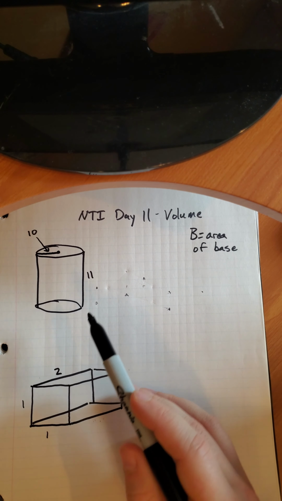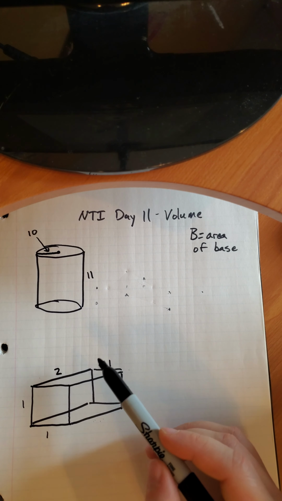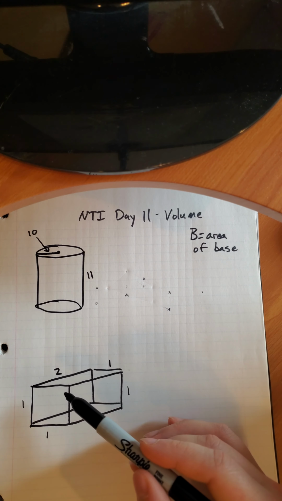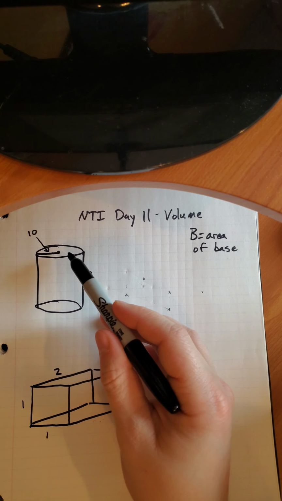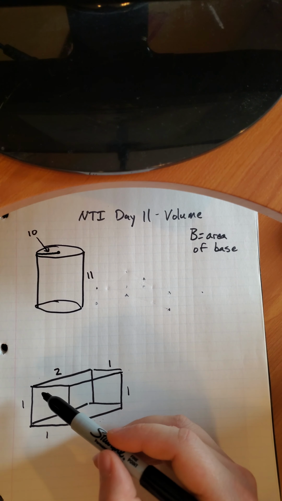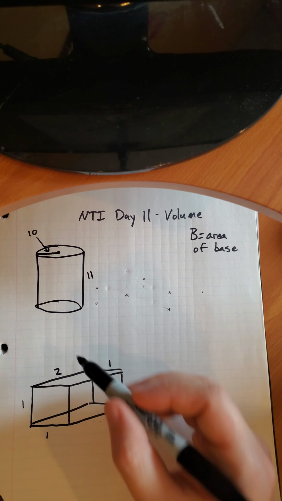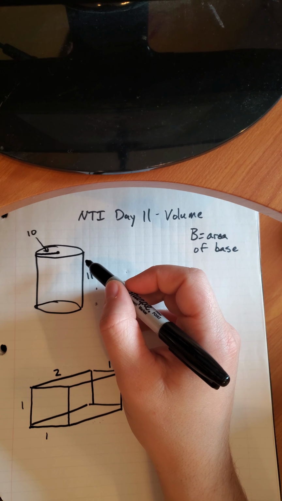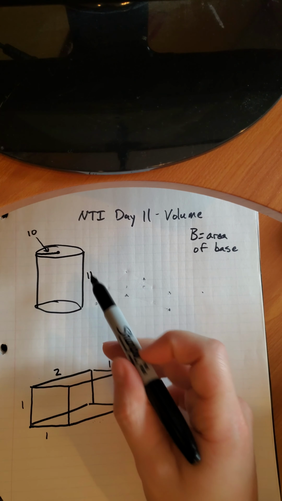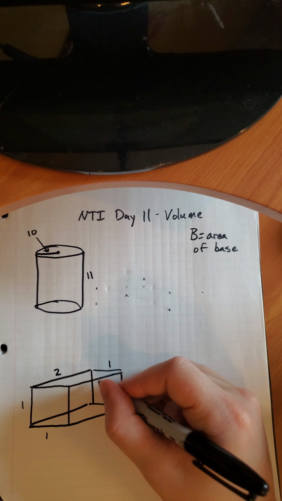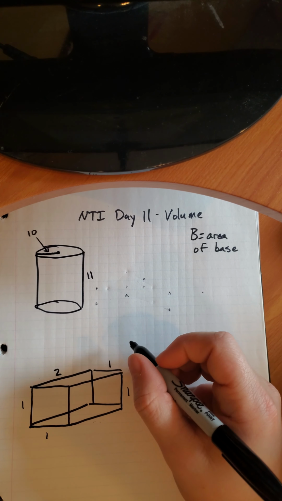Now the height of these objects is the distance from one base, so where the squares are on the rectangle and the circles are on the cylinder, the distance from one base to the next base. That's going to be the height of your prism or the height of your cylinder. Okay, so for a cylinder, the area of our base is going to be different than finding the area of our base for a rectangular prism.